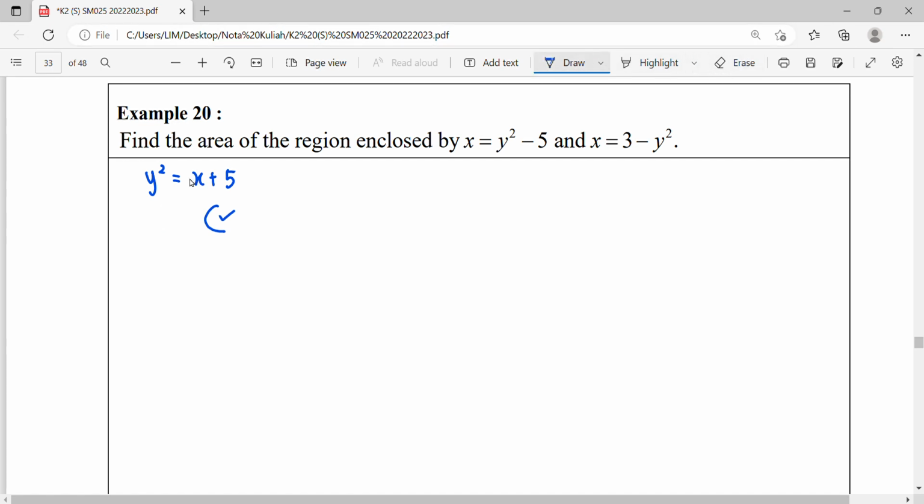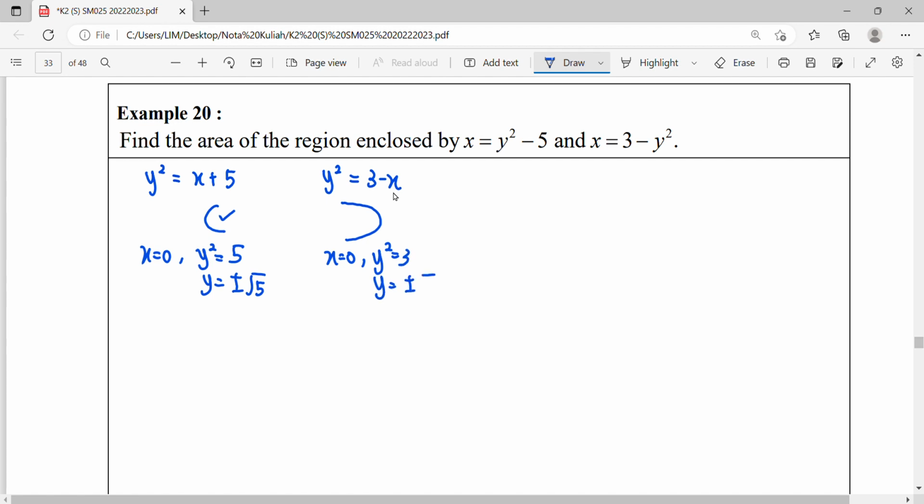Then we're going to find the y-intercept. When x equals 0, y squared equals 5, so y equals plus or minus square root 5. For the other graph, we express y squared as the subject, and it will be y squared equals 3 minus x. As the coefficient of x here is negative, this parabola will open to the left. Then we find the y-intercept. When x equals 0, y squared equals 3, so y equals plus or minus square root 3. Then we draw out the region.